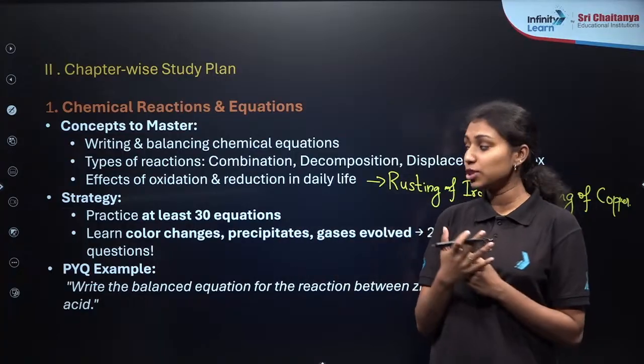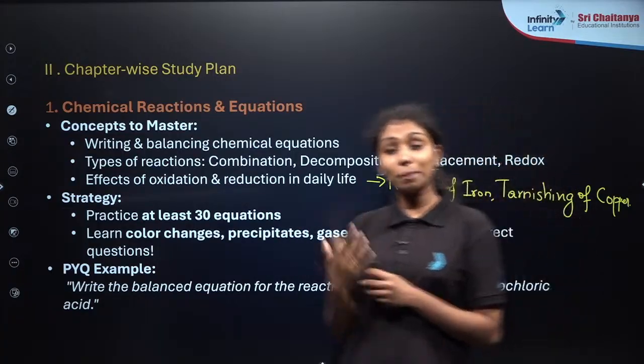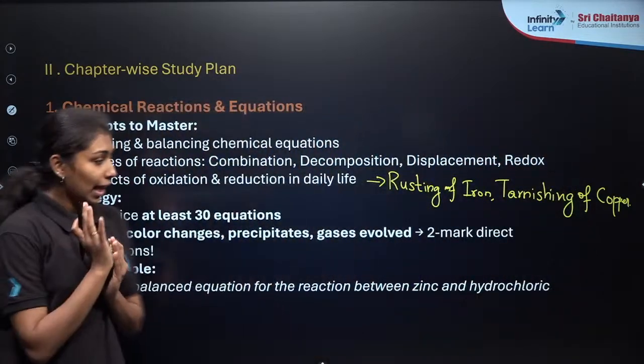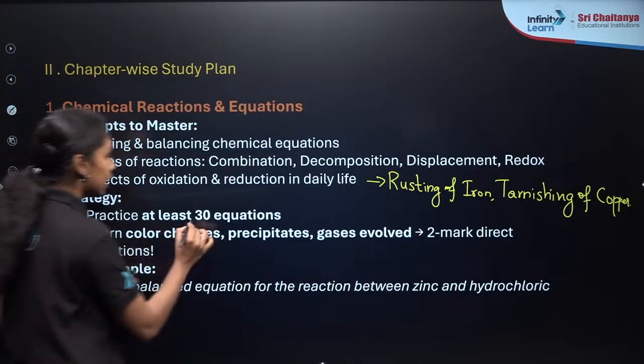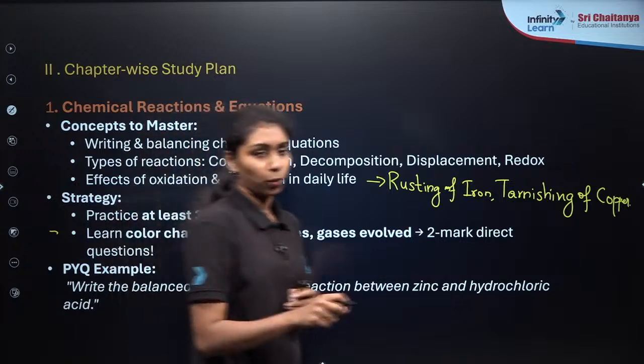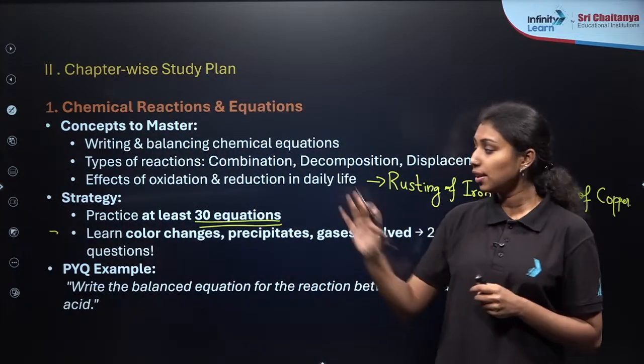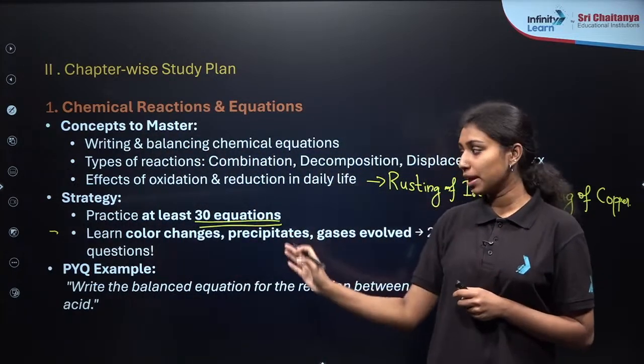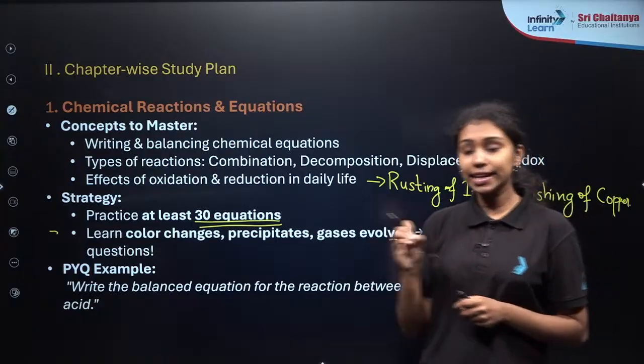Then we need to focus on the strategy, right? What we need to do to score maximum in this particular chapter. At least you need to practice 30 equations. Take the previous year questions, take the equations, and try to balance the chemical equations. That is the one ultimate strategy to score maximum here. Practice at least 30 equations.